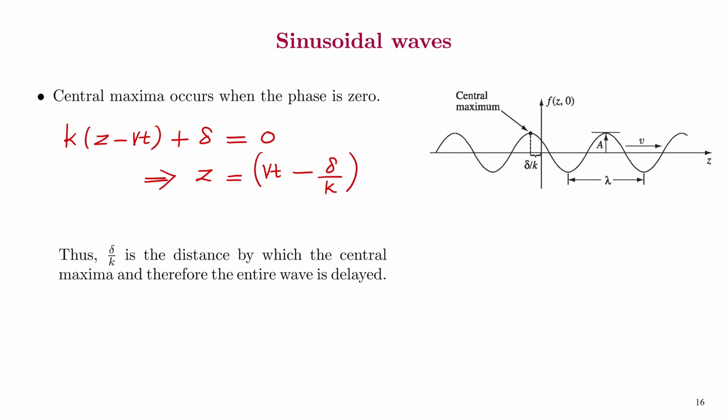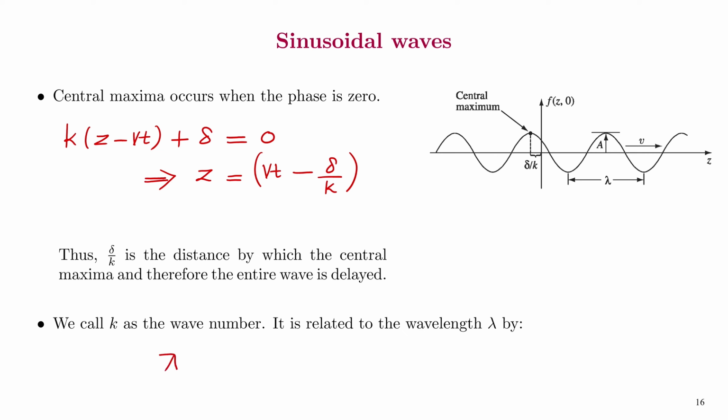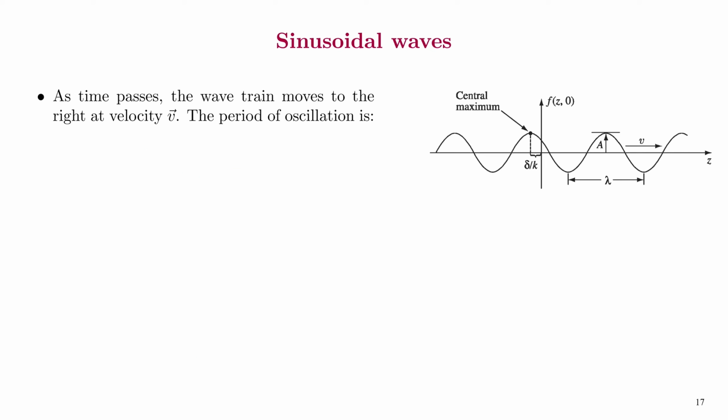Thus, we see that delta over k is the distance by which the central maxima, and therefore the entire wave, is delayed. And we call k the wave number. The wave number is related to the wavelength by lambda equal to 2 pi over k. As time passes, the wave train moves to the right with a velocity v.